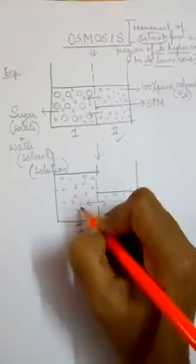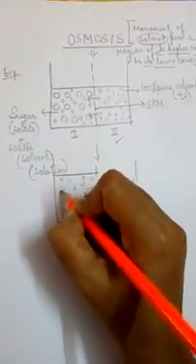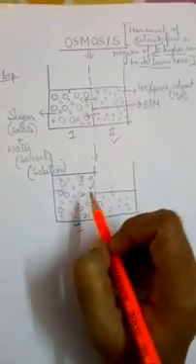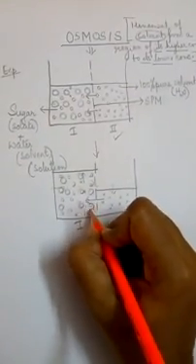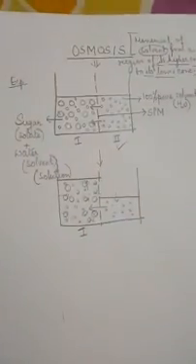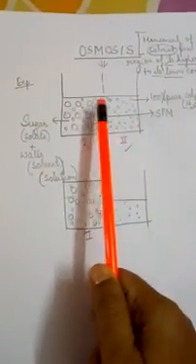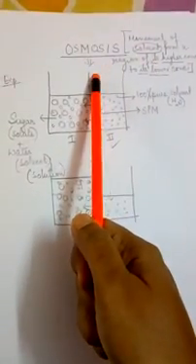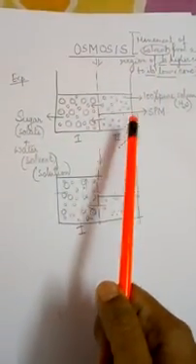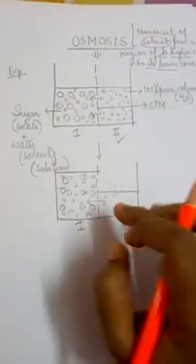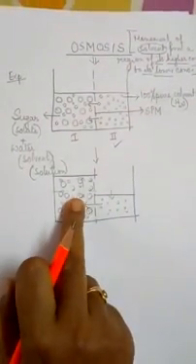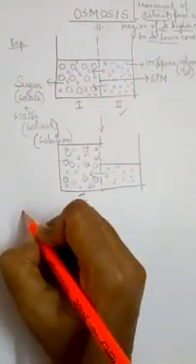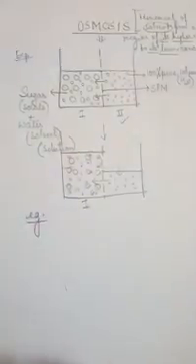See, I'm drawing the water molecules along with the big solute molecules. Since the solute molecules are so big, they cannot travel through the pores of the semi-permeable membrane. So this direction of travelling of the solute molecule is not possible. So always remember, in osmosis, water is going to travel from a region of its higher concentration to a region of its lower concentration.